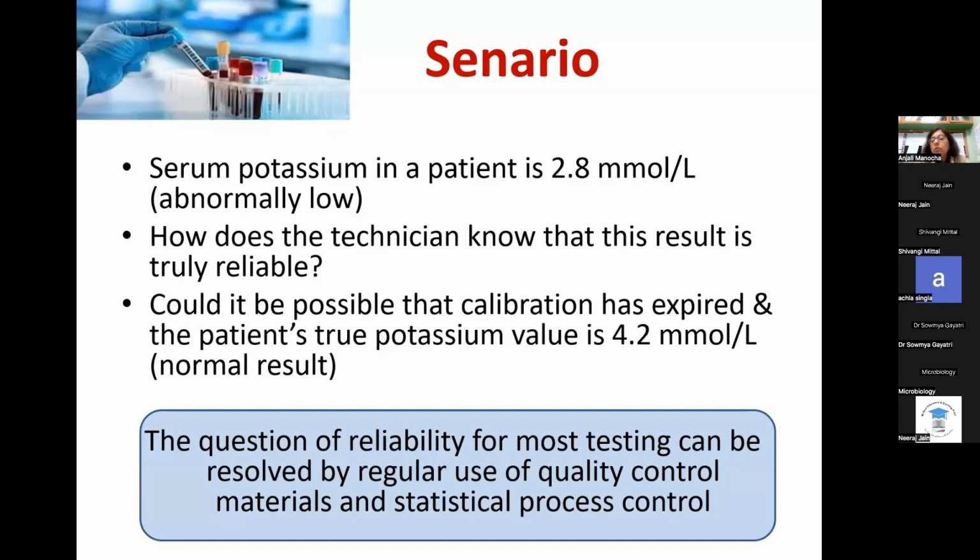Right. So we need to be sure before we release that it is not normal, say 4.2 millimoles per liter, but it is actually 2.8, which is a critically low parameter. So at the lab end, what is it that daily gives us that confidence that the report that we are releasing is the correct report? And that is by regular use of an internal quality control and the statistical tools that come with it.